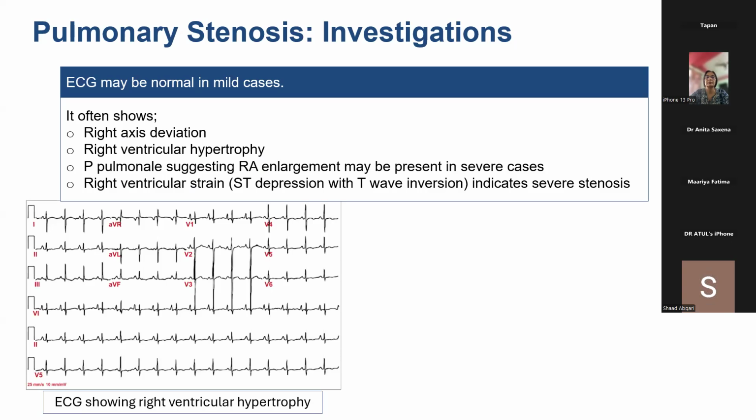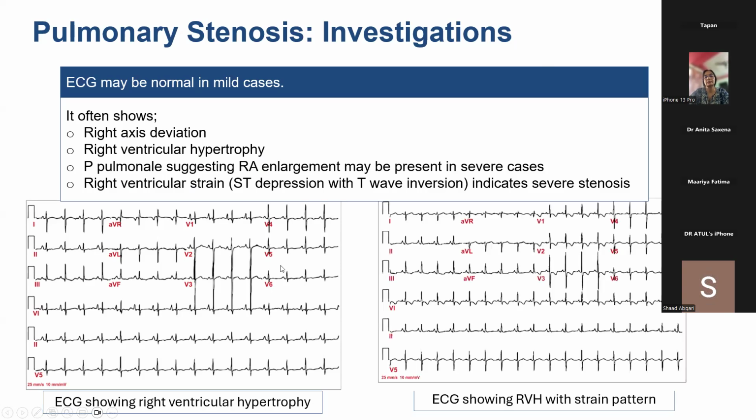So this is an example of severe PS without strain. It is showing right ventricular hypertrophy. It is also showing some amount of P pulmonale, as you can see here. And this is a case where you're getting a right ventricular strain pattern. Look at the ST-T changes over here. So this is suggestive that there is a right ventricular strain pattern, a severe right ventricular hypertrophy. Look at ST-T changes over here.